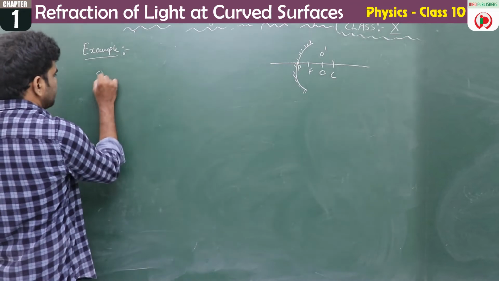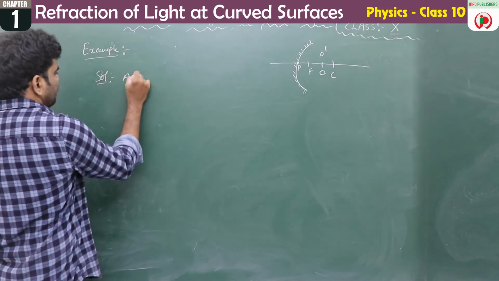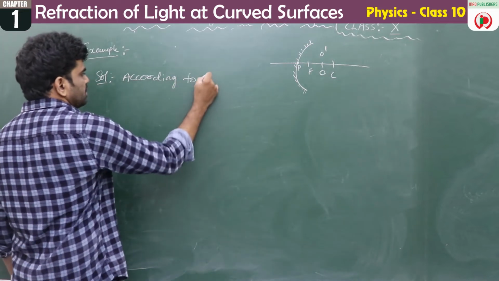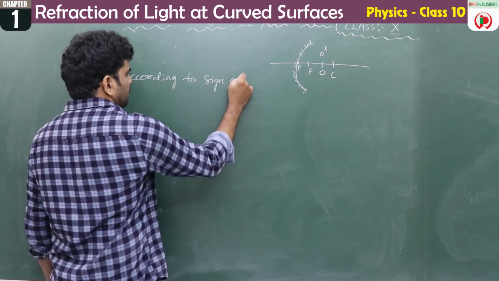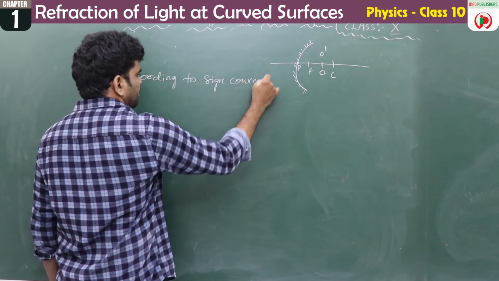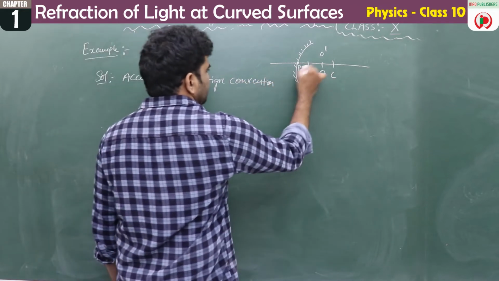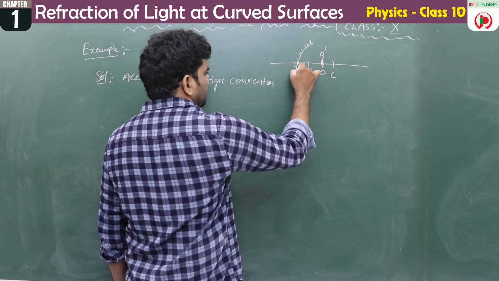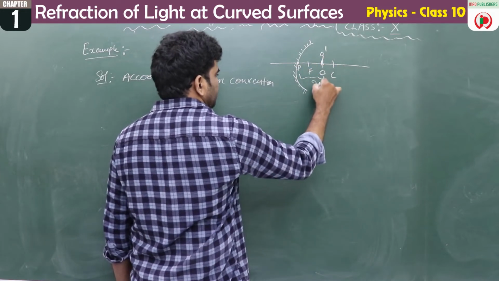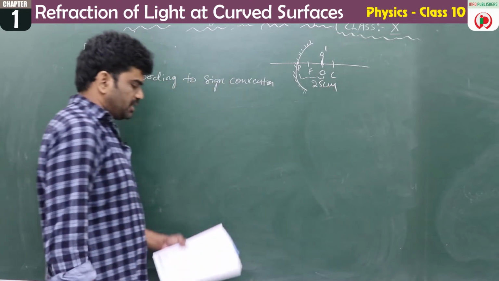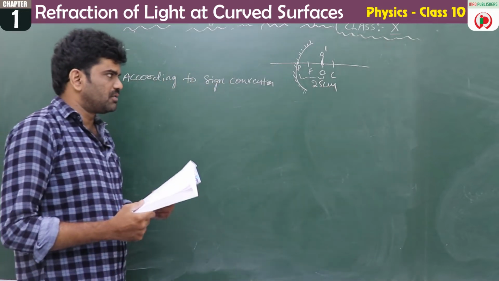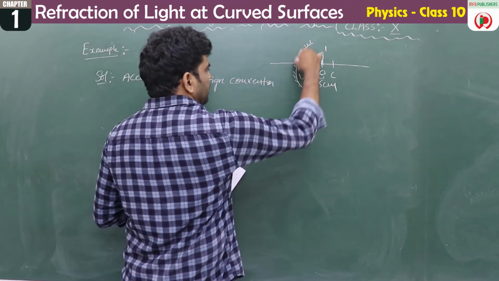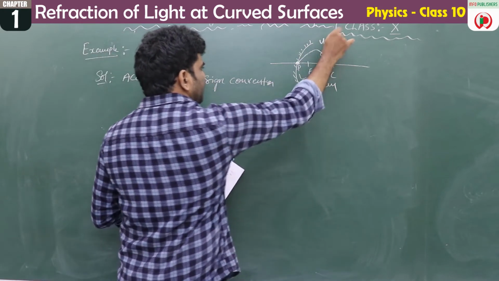So the solution is, according to sign convention, the object is placed here. How much here? 25 centimeters. The object distance you can take from the pole. So from here to here is u.